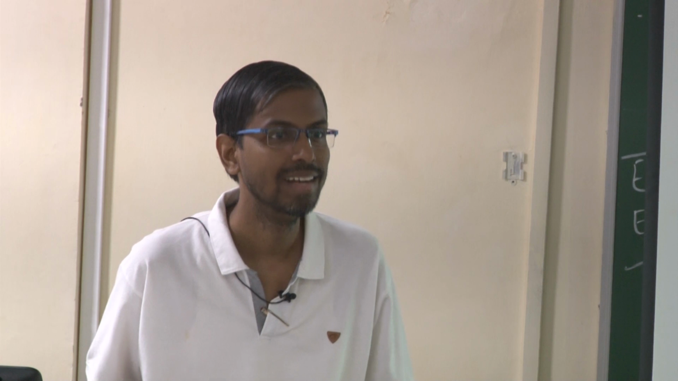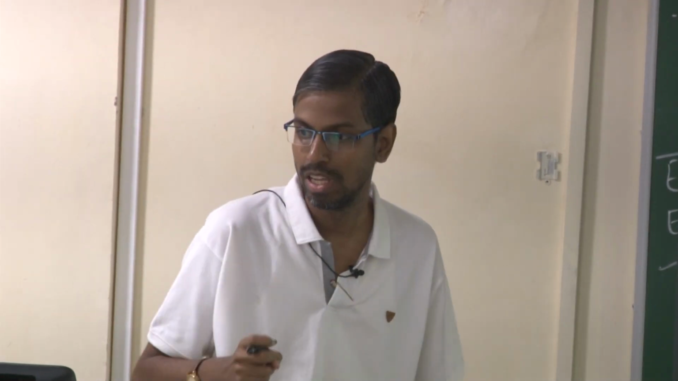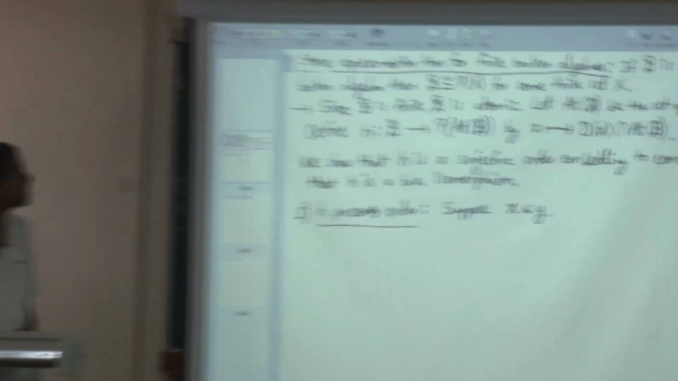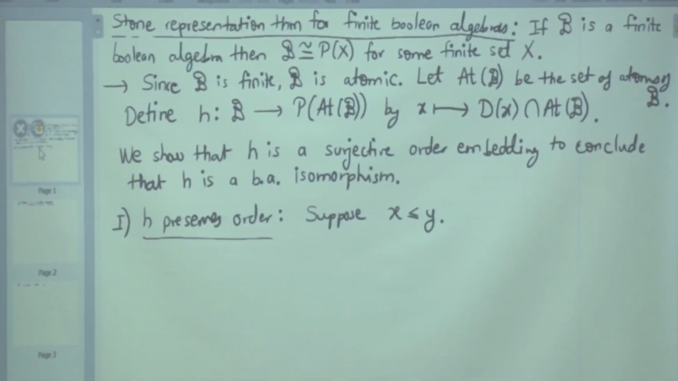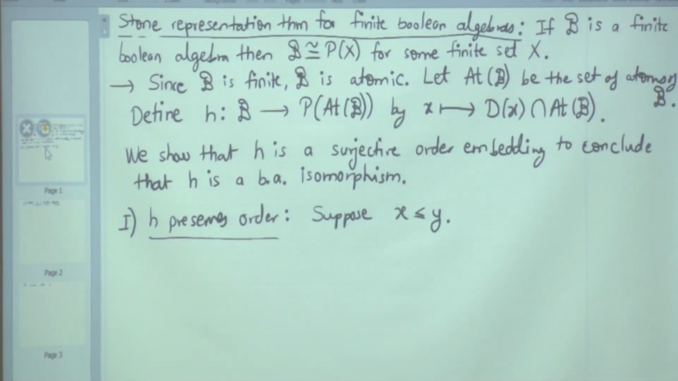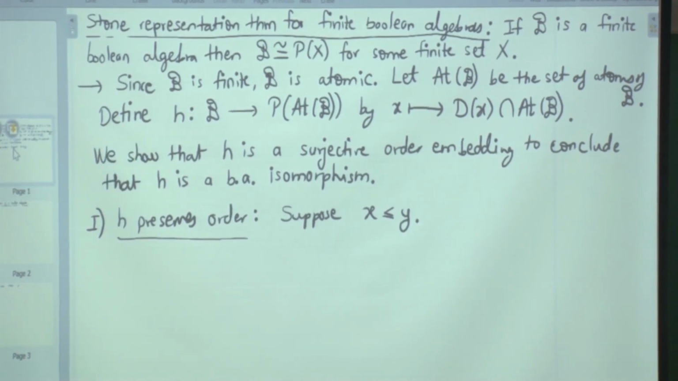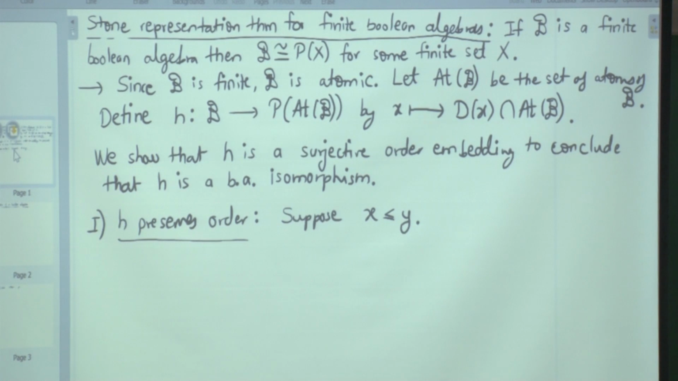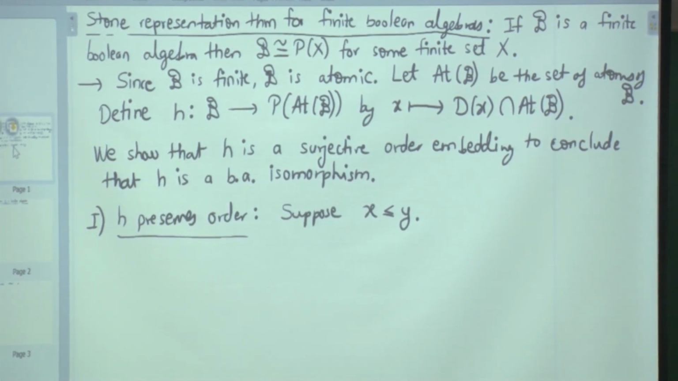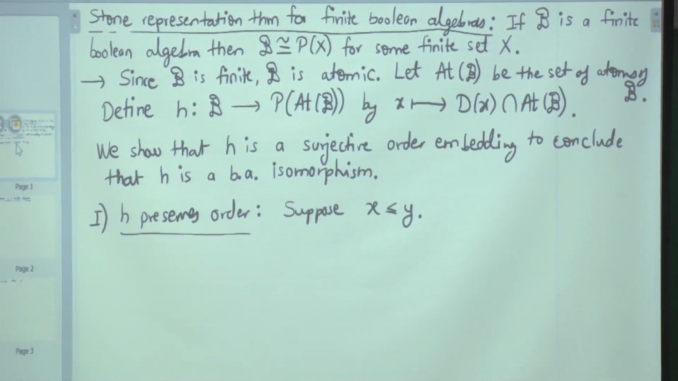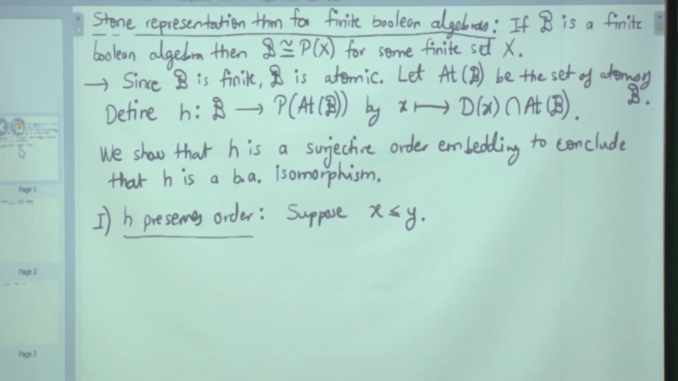Okay, let's start. So we are trying to look at the proof of Stone's first representation theorem. It's for finite Boolean algebras, and so far we have seen that given a finite Boolean algebra B, we know that it is atomic, so let X be the set of atoms of B. We are trying to prove that this map H defined from B to the power set of the set of atoms, mapping X to all the atoms sitting below X, is a surjective order embedding, which means an order isomorphism.